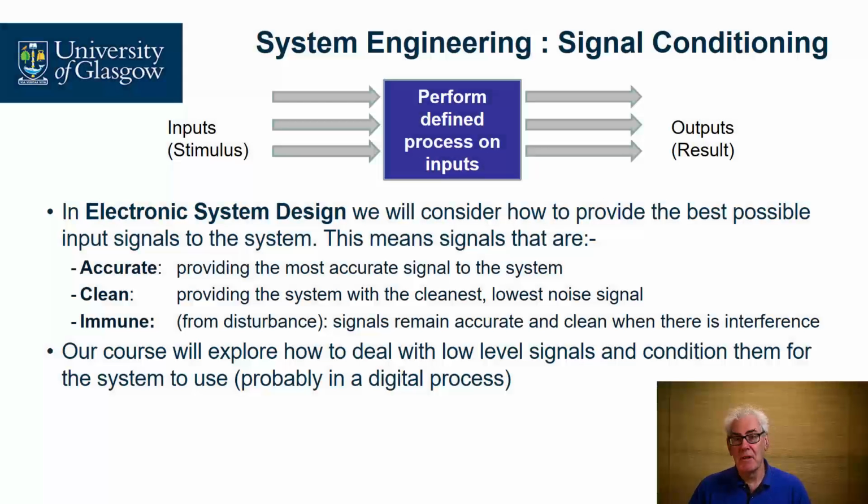In electronic system engineering, we've talked about how important signal conditioning is. Our goal is to produce an accurate, clean, and immune from disturbance input signal, so we can then take that signal, process it further in our system to produce the outputs in the most effective way we can. And a lot of the focus on this course is how we deal with low-level signals and errors in those low-level signals and condition them so that the system can use them.